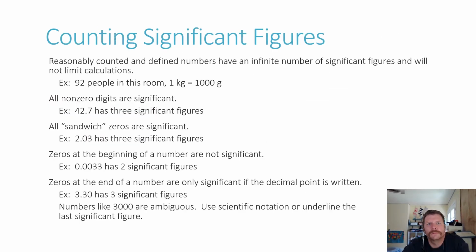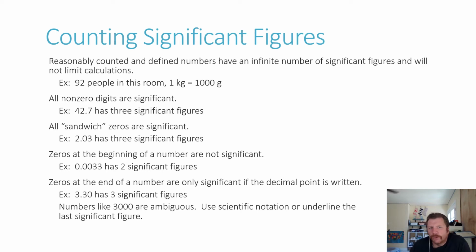So when you're counting significant figures and evaluating numbers, you can work with a couple of rules. Reasonably counted and defined numbers have an infinite number of significant figures and will not limit your calculations. So there are 92 people in a room. If we were in a lecture hall, there'd be something like 105 people in that room. 1 kilogram is 1,000 grams.